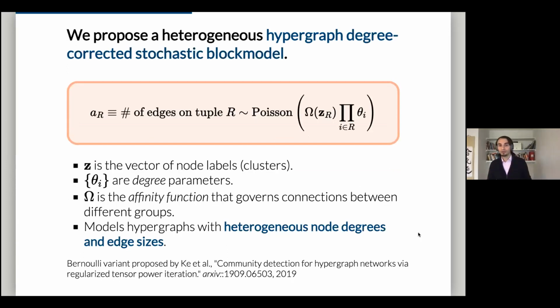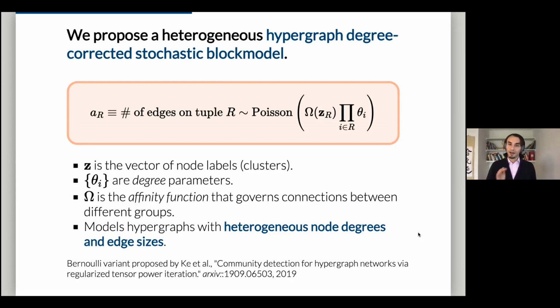So we propose a hypergraph degree-corrected stochastic block model, a bit of a mouthful. DCHSBM is what we usually call it. In this model, we take the same ingredients that we had before. We are going to look at a tuple R of nodes. This can be a tuple of any size. So we might say, okay, R contains nodes 3, 7, and 10.